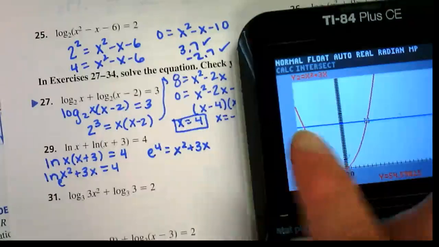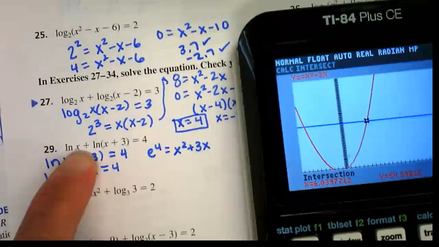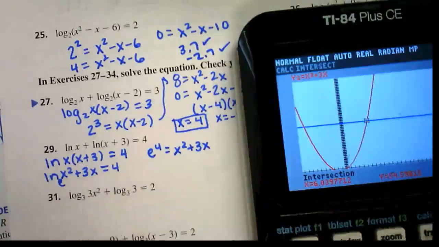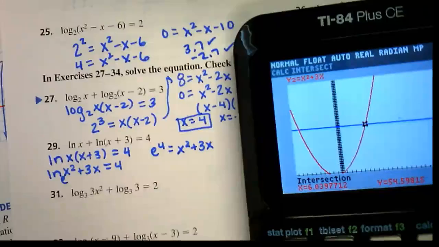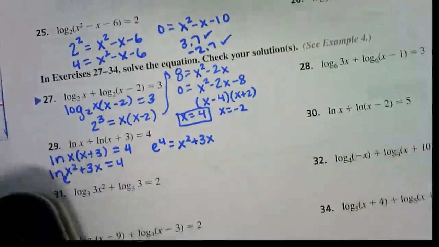If this is a negative number and I plugged it in here, I'm going to get a negative value. So I'm not even going to waste my time figuring out what that one is. I'm just going to write down the one solution, 6.04.